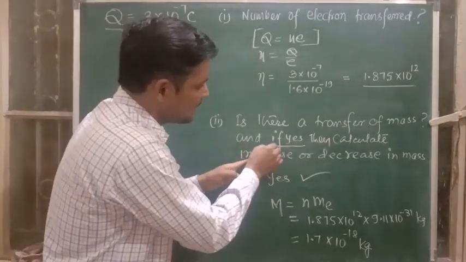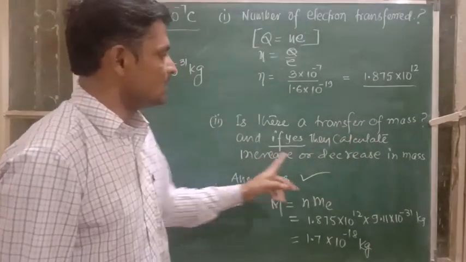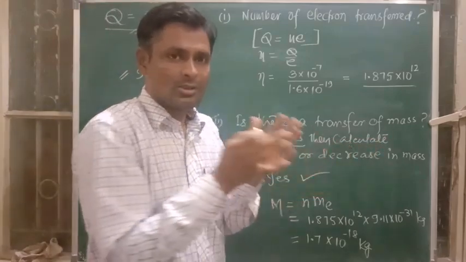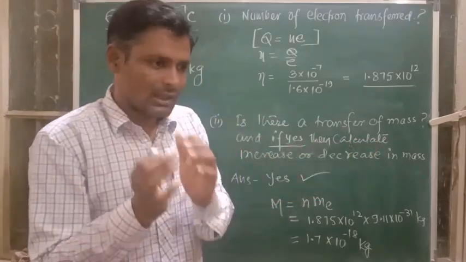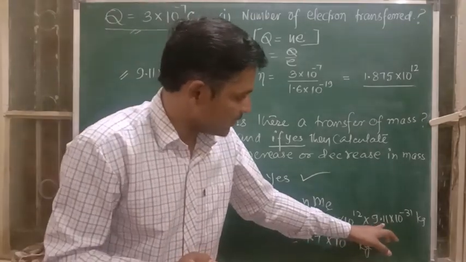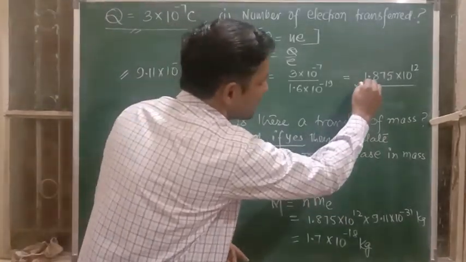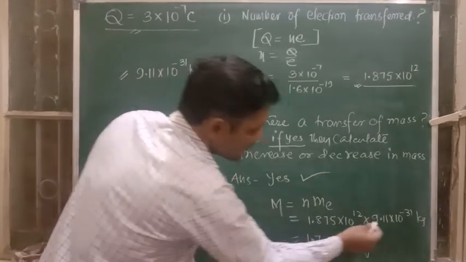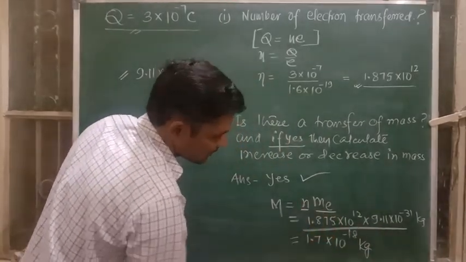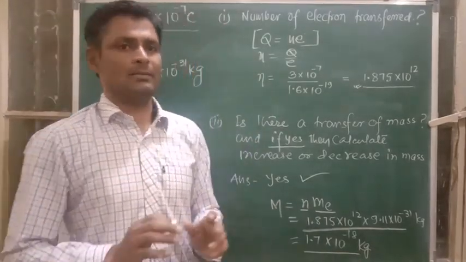What is the next part of that one? If yes, then calculate the increase or decrease in mass. Electrons have been transferred from the body, so mass has decreased, because each electron has mass 9.11 into 10 to the power minus 31 kg, and this number of electrons have been transferred. So total mass transferred will be the number of electrons into the mass of each electron, and finally it is 1.7 into 10 to the power minus 18 kg.